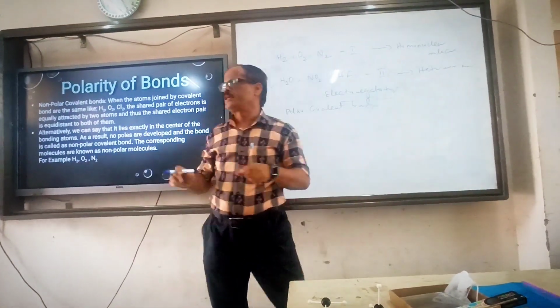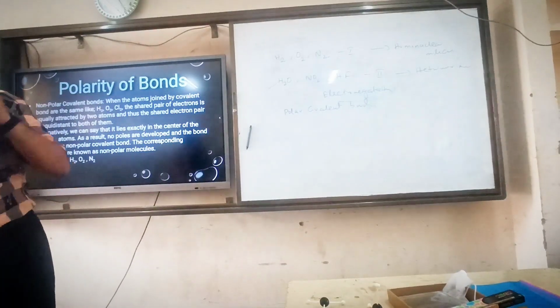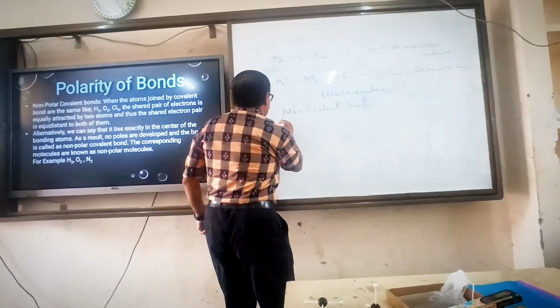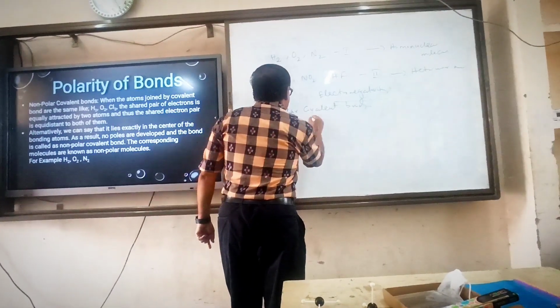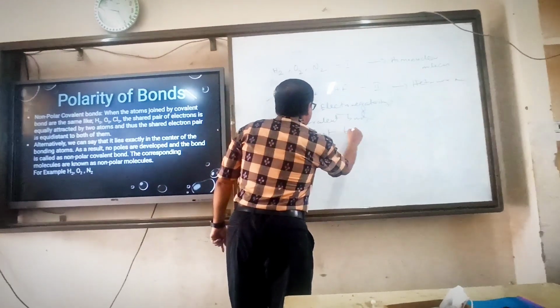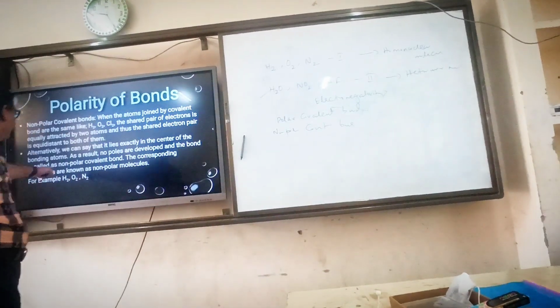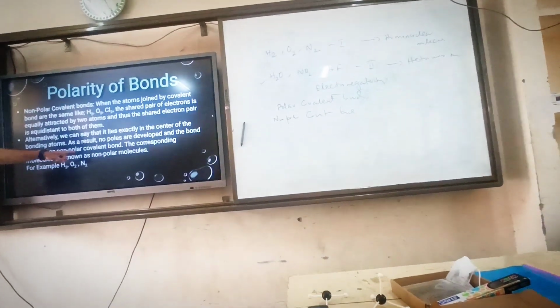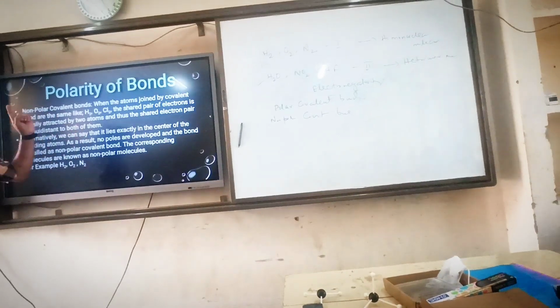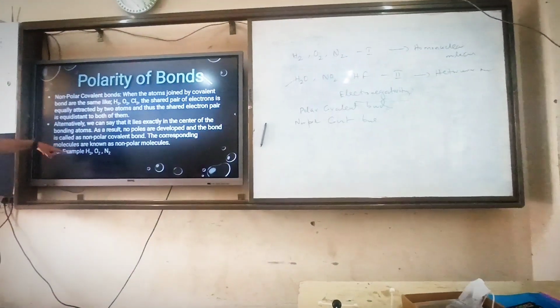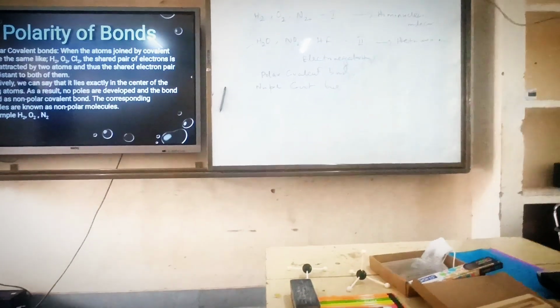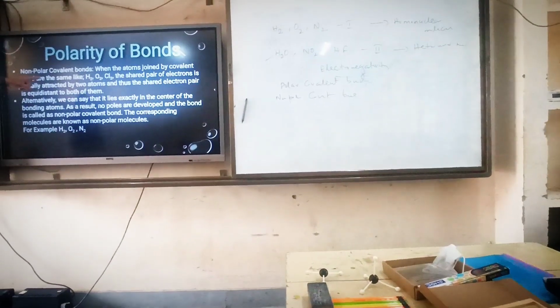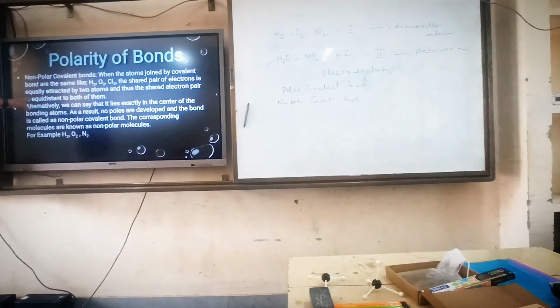So we are not getting any kinds of polarity in case of your first set. So non-polar covalent bonds, isn't it? Now you see here, it is clearly represented in this slide. You see the difference: polar and non-polar covalent bond are clearly indicated here.